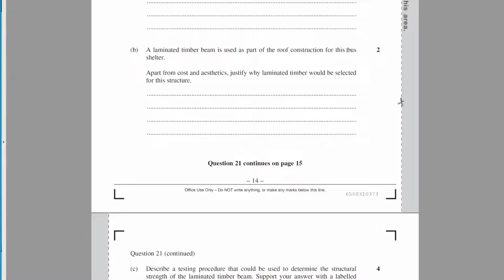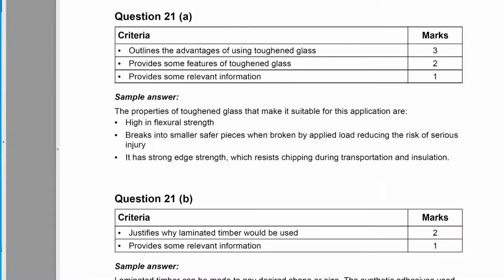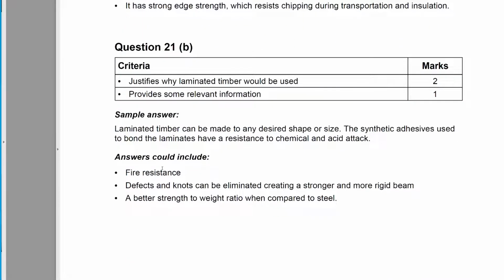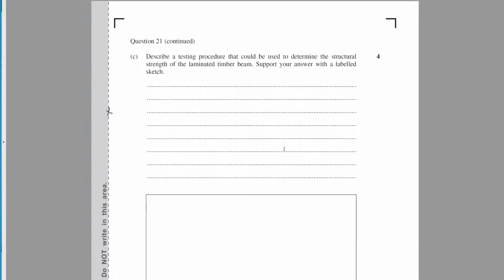Okay, a laminated timber beam is used. Apart from cost and aesthetics, justify why laminated timber is selected for this structure. So what we can say is that they can be made into complex shapes. They can be made into very long lengths. Also, they're free from defects because we can cut out the knot holes and defects in the timber when we're creating these lengths. What did they say? They talked about fire resistance. They also said a better strength to weight ratio than steel. So, yeah, they said designed, made into any size or shape, resistant to chemical attack. So there we go.